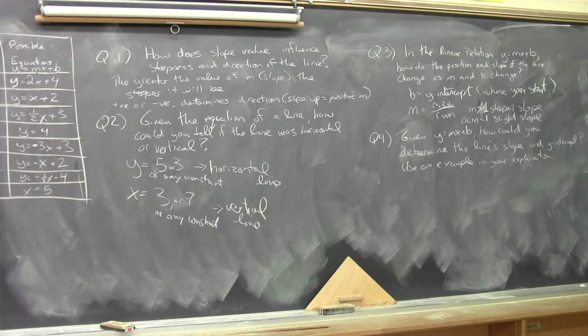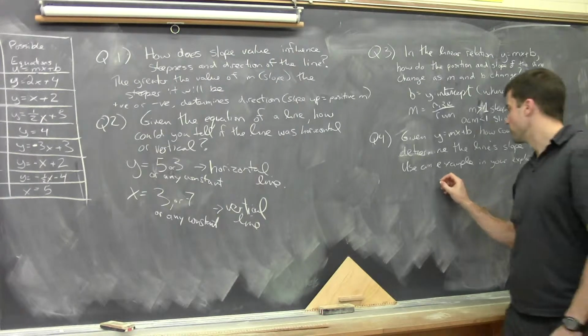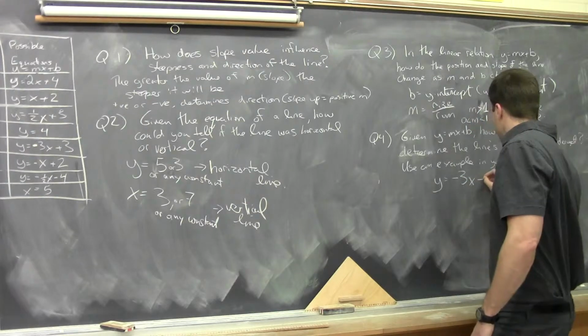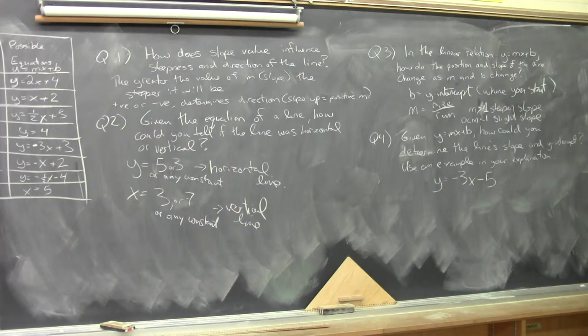All right, question 4. Michael right there. Given y equals mx plus b, how could you determine the line's slope and y-intercept? Use an example in your explanation. What do you think, Michael? You're given this. It's kind of a repeat of question 3, right? So what's the slope? I'll give you the example, okay, Michael? If I give you the example y equals negative 3x minus 5, okay? So how can we determine the slope here?